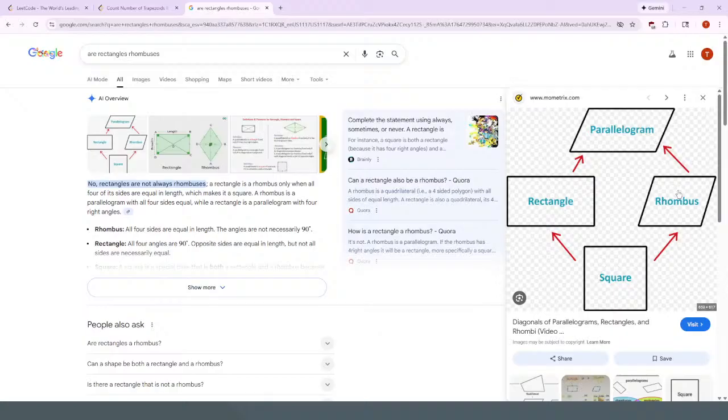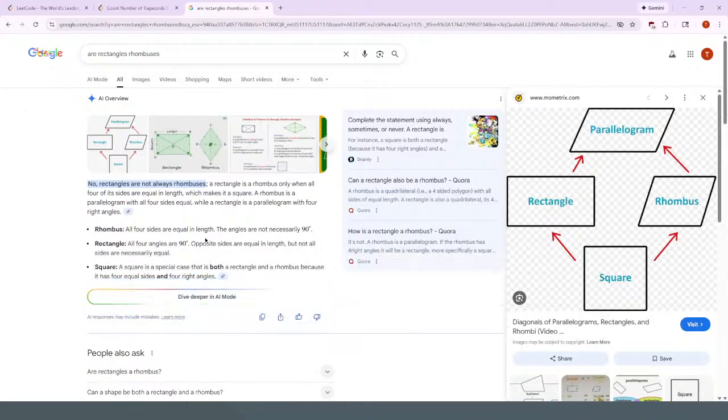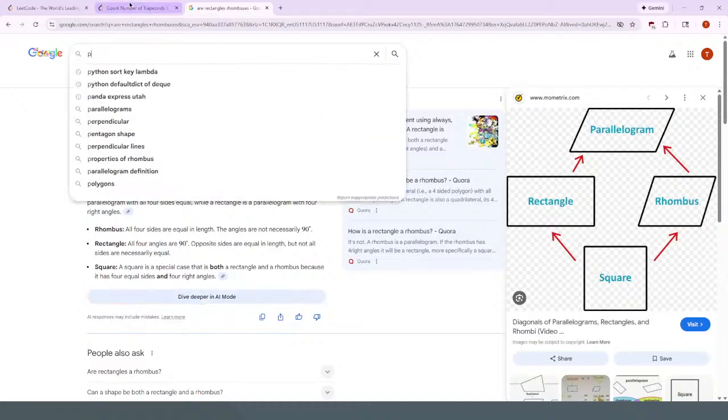What the hell? Square is a rectangle, square is a rhombus. Oh. Opposite sides would be the same length? No. What's the difference between a parallelogram and a rhombus? Parallelogram versus rhombus. Yeah, no geometry.